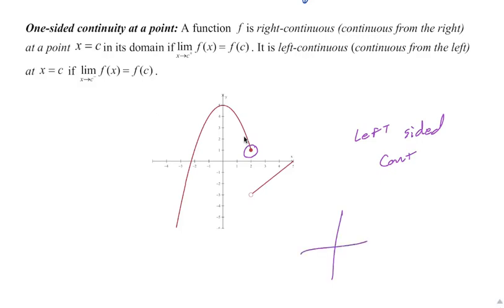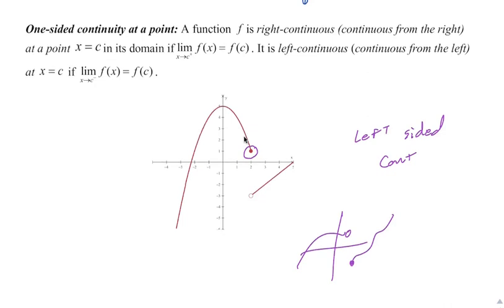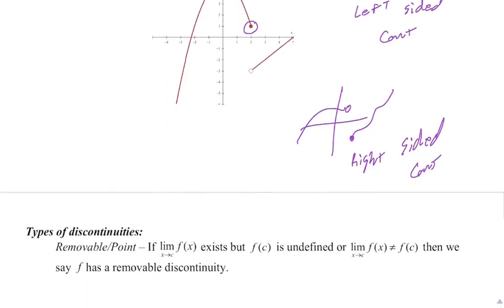If we're talking about a graph where we have something like this, and then something like this, you just figure out where the value is, and that tells you what side we consider continuous. So this is right side continuous. So that's one-sided limits. Let's move on to types of discontinuity.